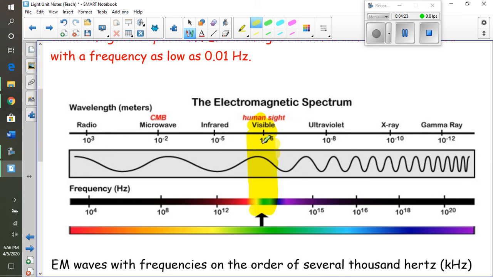Any frequency lower than that, we have infrared, microwave, and radio. We cannot see those. The wavelength is too big for our eye. And likewise, ultraviolet, X-ray, and gamma, the wavelength is too short for our eyes to detect. So really what we're capable of seeing is a very, very small part of this entire spectrum.